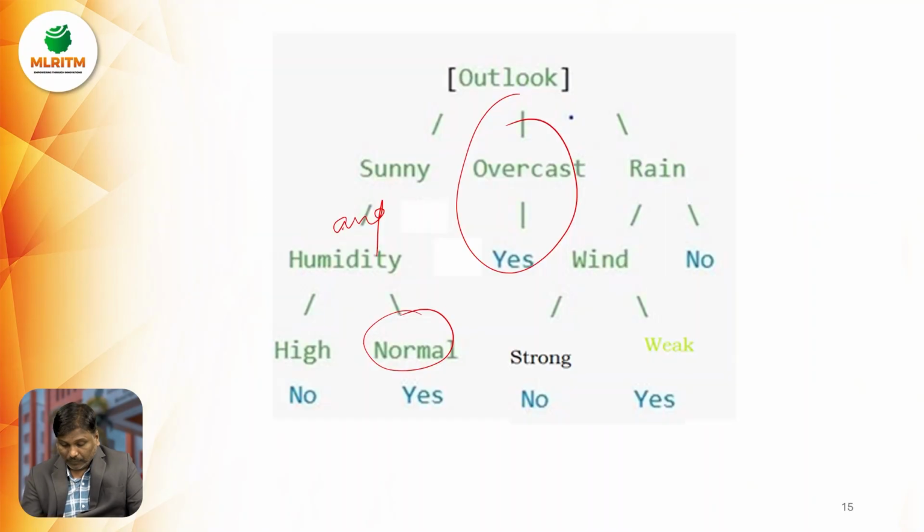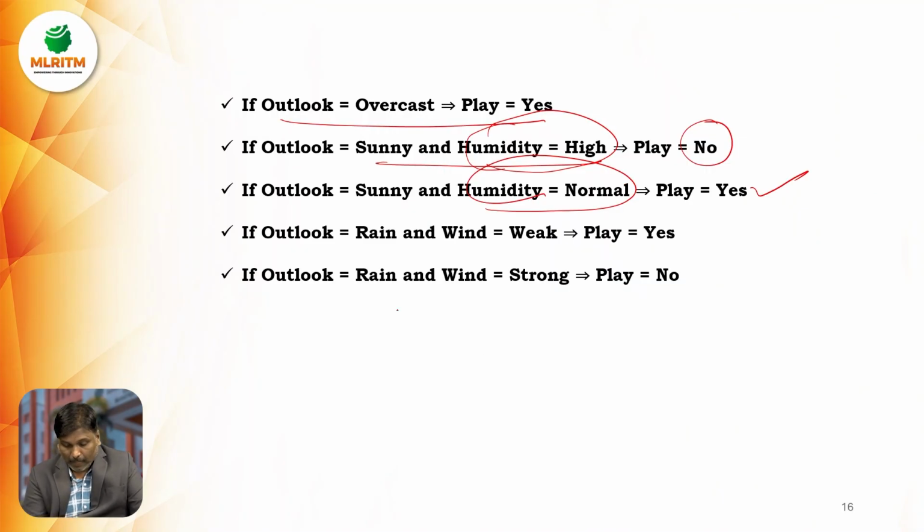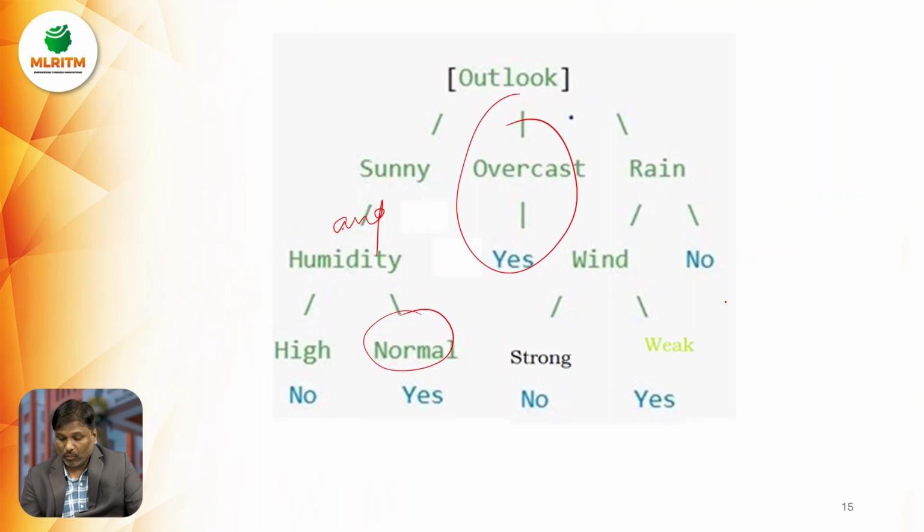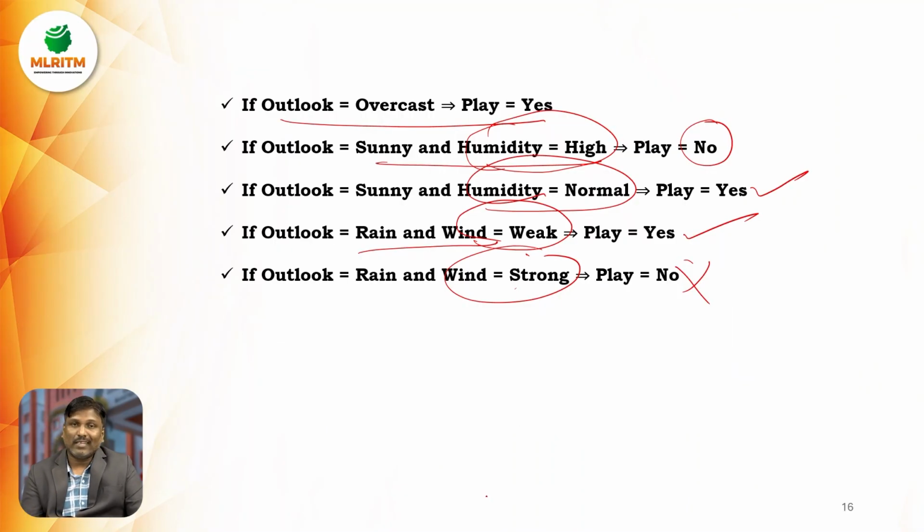And next rain condition, outlook equals rain and wind. What is the wind value? Wind equals weak, then only play yes. Whenever wind equals strong, play equals no. So wind equals strong, leaf value is no. Okay, so like this we can easily represent the hypothesis.